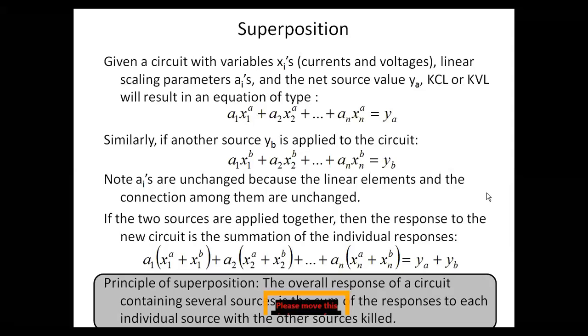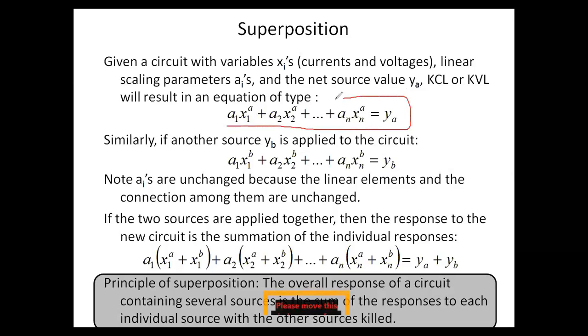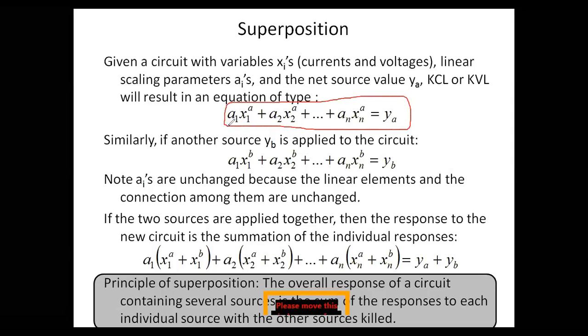And then we also have a net source value called YA, the net source value of YA. That source value could be a current source or a voltage source. KCL or KVL can be applied to such a circuit, and when that happens, it results in this kind of equation. This is like a linear algebraic equation. You can see we have A1 X1, where A1 represents a constant, X represents our variable, and this A at the top tells us that we are dealing with a particular situation. I'm going to explain that in a couple of minutes.